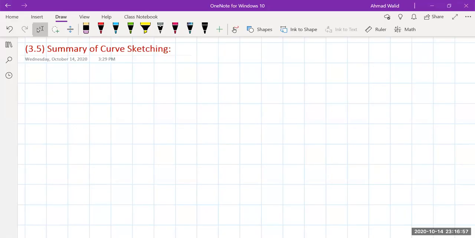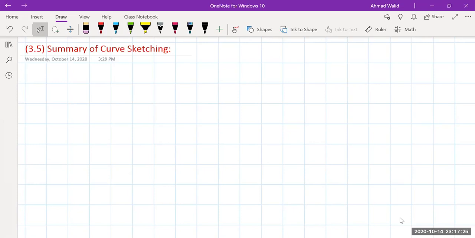Hello all, let's start section 3.5. Your section 3.5 is a summary of curve sketching. Summary of curve sketching means 3.1, 3.2, 3.3, 3.4. Whatever you learned in chapter 3, all of it comes in one problem. And if you put all those pieces together, finally, you can sketch any curve.